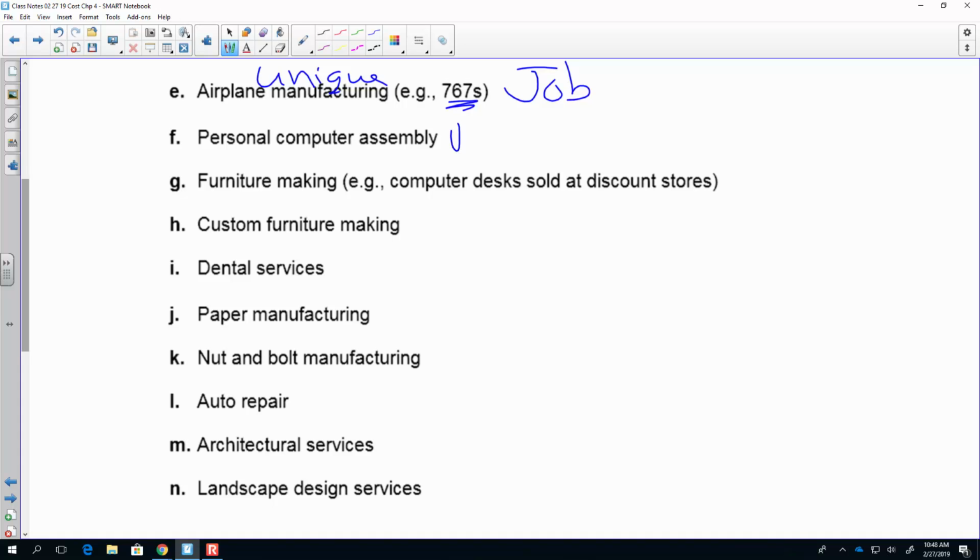Now, Liz is not totally wrong. A lot of places you can buy a custom one, right? With some additional parts that you want in this computer, then it would be a job. But in this case, when it says personal, I think they're looking at mass-produced type computers, not specific to one person.